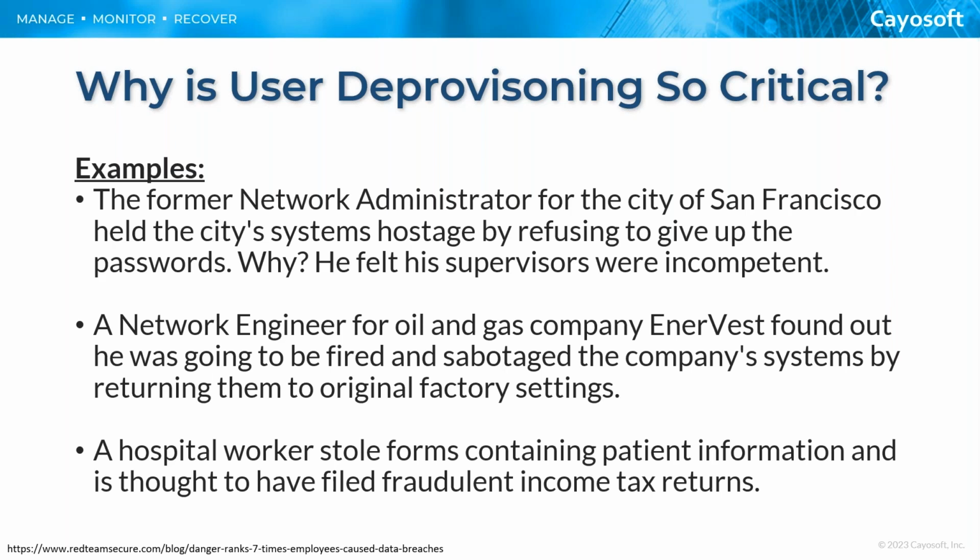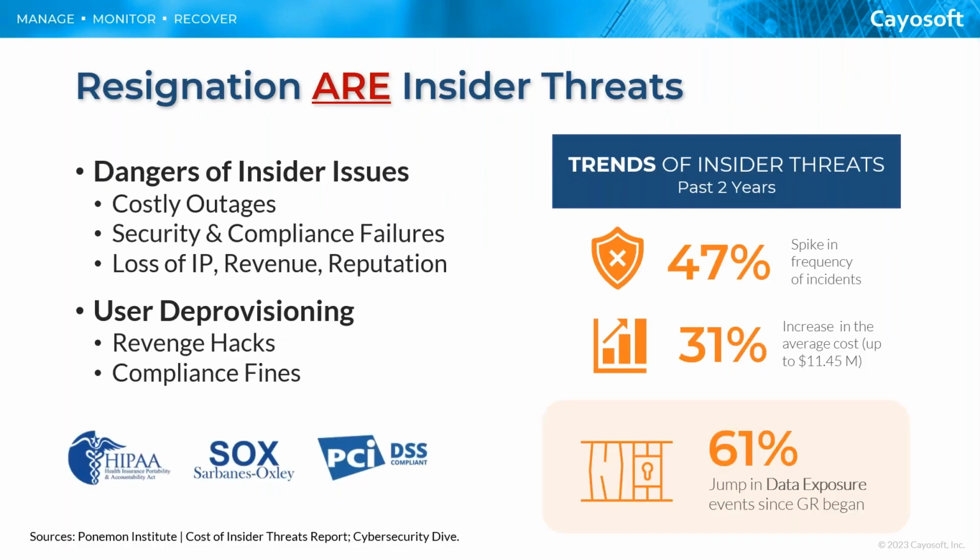A former network administrator for San Francisco held the city hostage because he didn't give them the passwords that they required to operate. And that person was a little arrogant, thought the people running the IT group were incompetent. That was the excuse. I know I don't work for you anymore, but I'm not giving you the passwords because you're incompetent. Wow, that's akin to blackmail, right? So these are things that we see over and over and over again. So it's very critical to realize that deprovisioning addresses a serious problem.